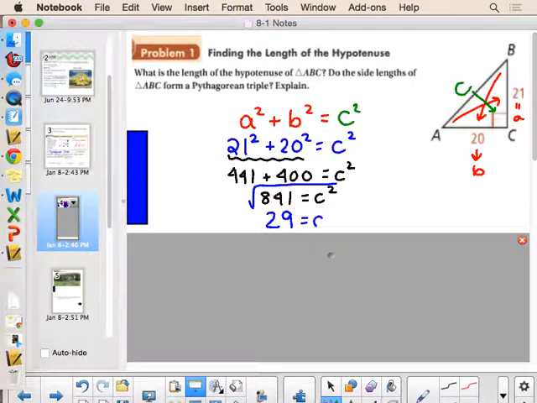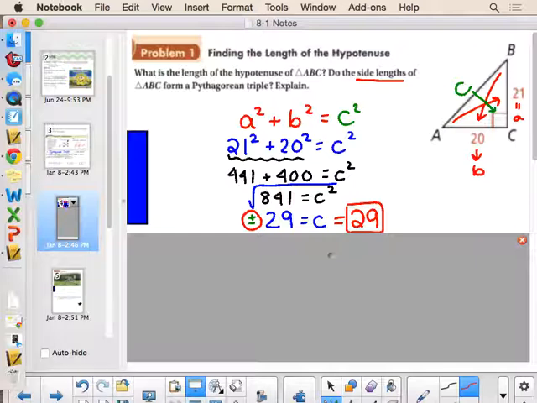Okay? Now, I want you to remember in Algebra 1 that whenever you take the square root of a quantity, you're supposed to have a plus or a minus. But we don't need to worry about the plus or the minus, because in the context of this problem, we're finding the side length, we must find positive values. Therefore, the length of my hypotenuse is 29.